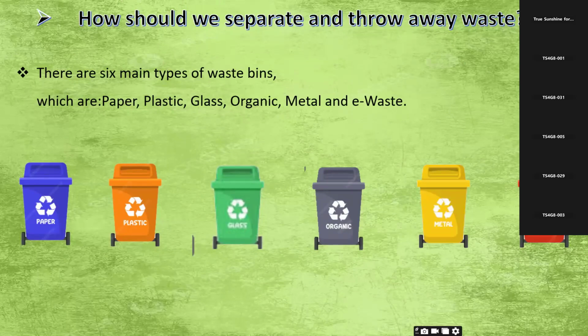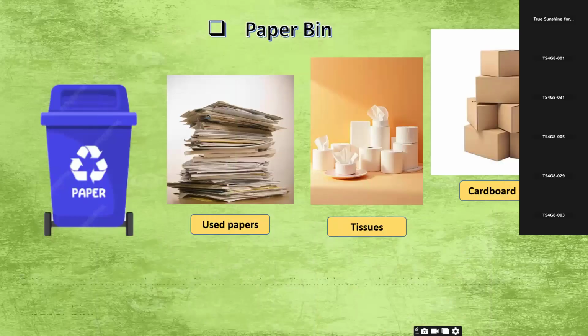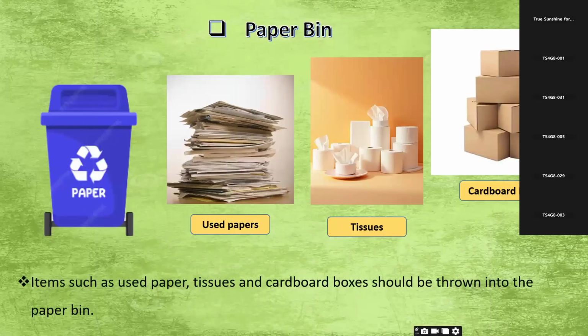How should we separate and throw away waste? There are six types of waste bins, which are paper, plastic, glass, organic, metal, and e-waste. Paper bin. Items such as used paper, tissue, and cardboard boxes should be thrown into the paper bin.